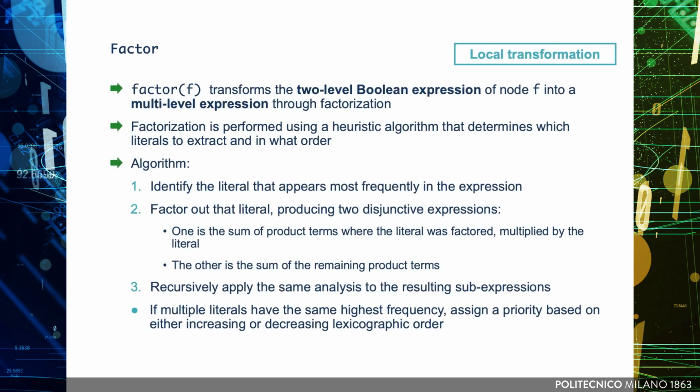The algorithm works as follows. First, we identify the literal that appears most frequently in the expression and factor it out. The resulting expression is split into 2 sub-expressions. The first is the product of the factored literal and the sum of all product terms such a literal was extracted from. The second is the sum of the remaining product terms where no factoring was possible. The same analysis is then recursively applied to both sub-expressions until no further factoring is possible. If multiple literals share the same maximum frequency, a predefined lexicographic order, either ascending or descending, is used to choose which one to factor first.